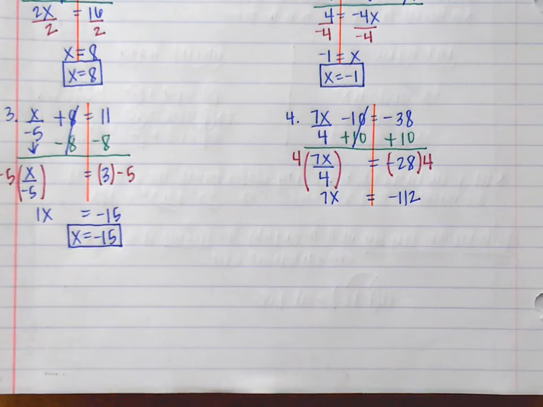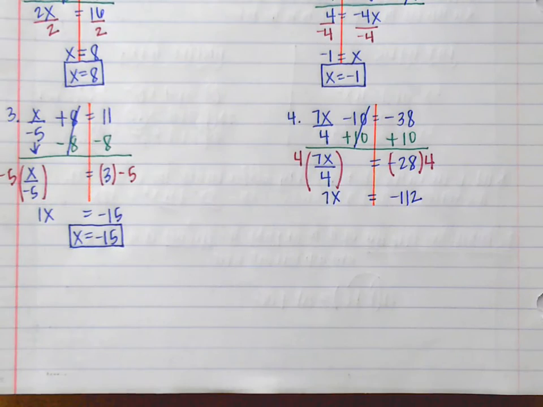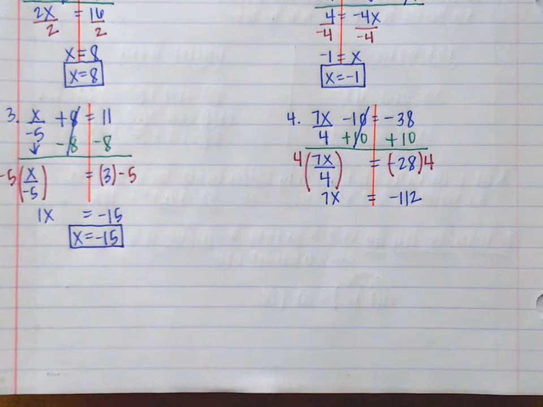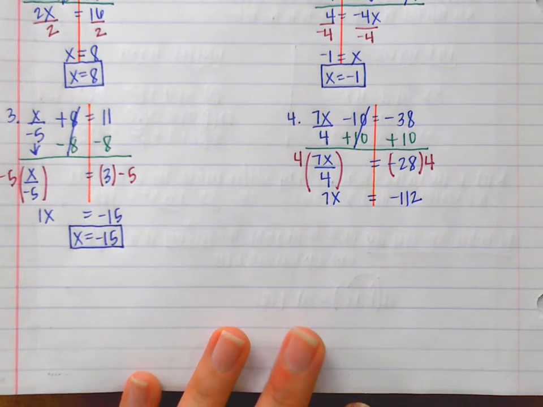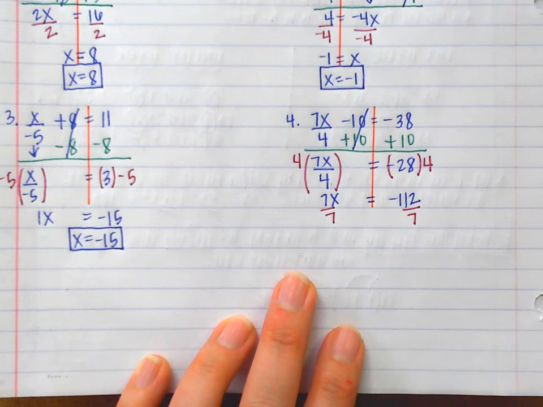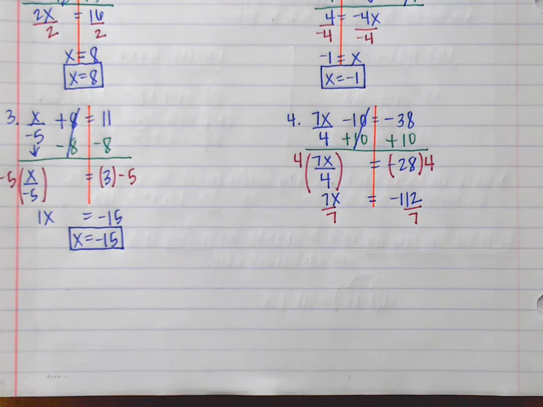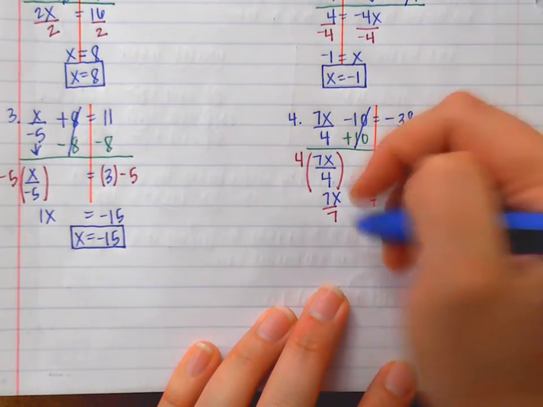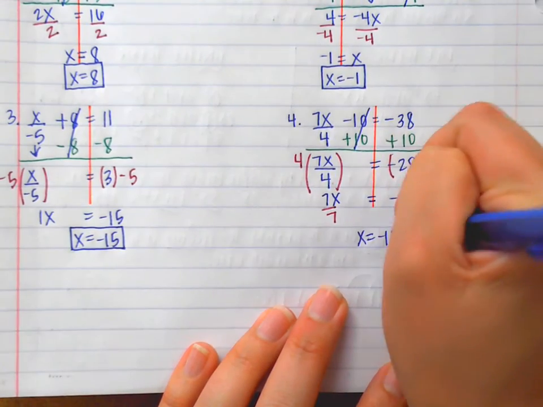And now we're at a similar problem to what we had in 1 and 2 and our example problem. So to get x by itself, we have that 7 in front of it. Remember, it's multiplying. So to undo multiplication, we divide both sides by 7. And so -112 divided by 7, again, I'm just plugging that into my calculator. I get x is equal to -16.